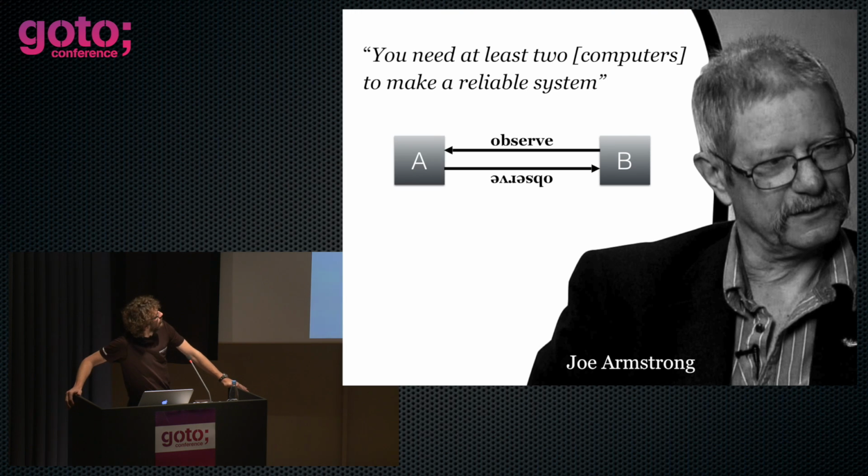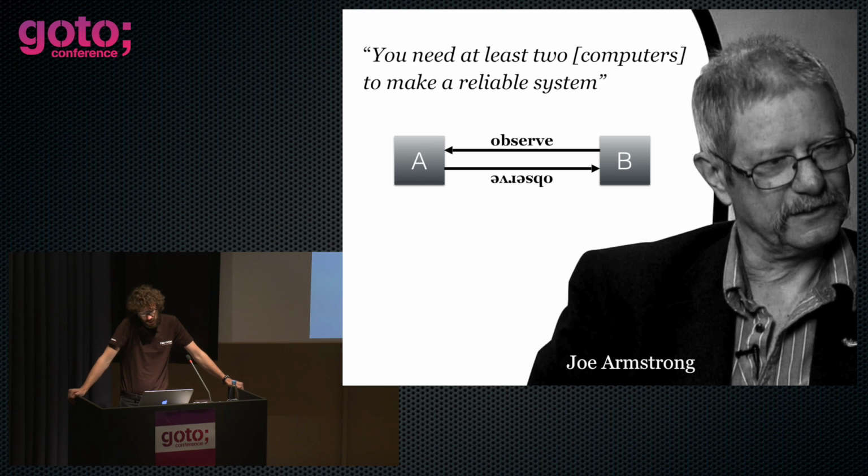So, from an Erlang perspective, Joe Armstrong, who's one of the creators of Erlang, says you need at least two computers to build a reliable system, namely ones that can observe each other and take over for each other.